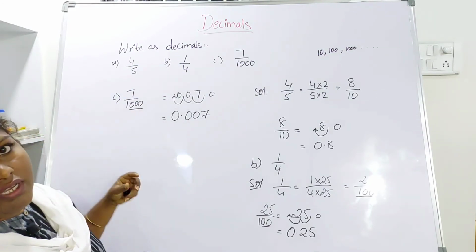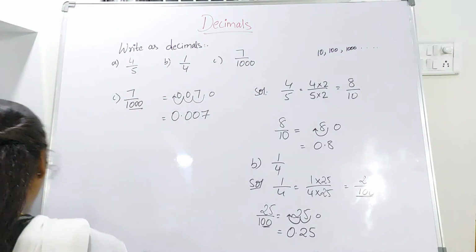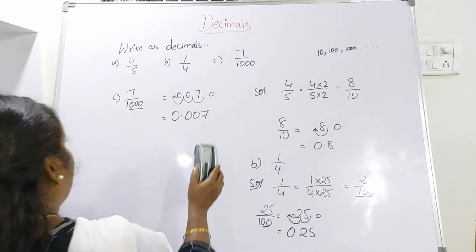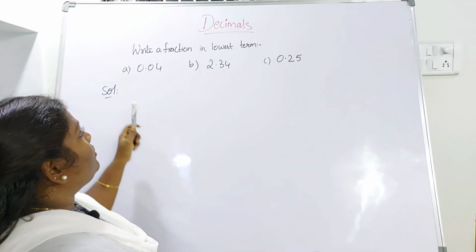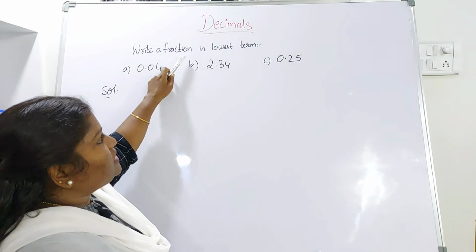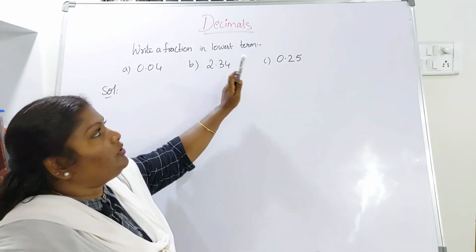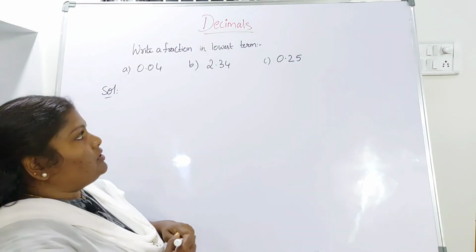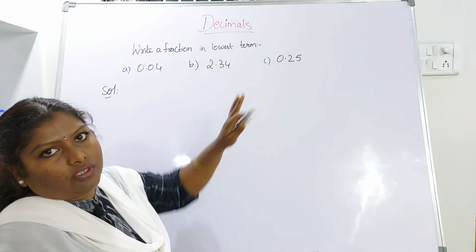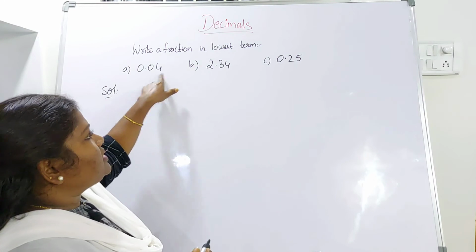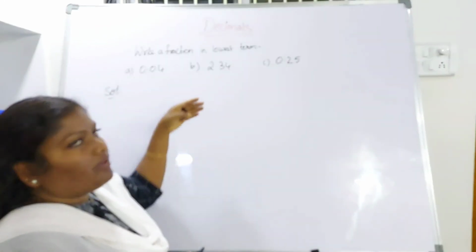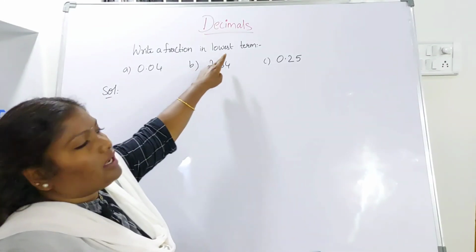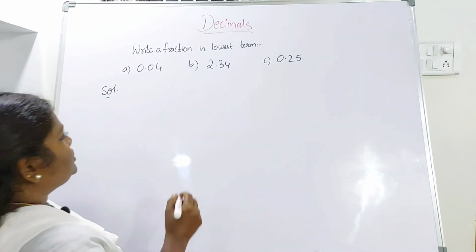So let's move on to the next topic. So the next topic is write a fraction in lowest term. Now you need to write this decimal fraction into a fraction and then you have to convert into lowest term. So do remember, whenever a decimal fraction is given, you need to convert into a fraction and then convert into lowest term.